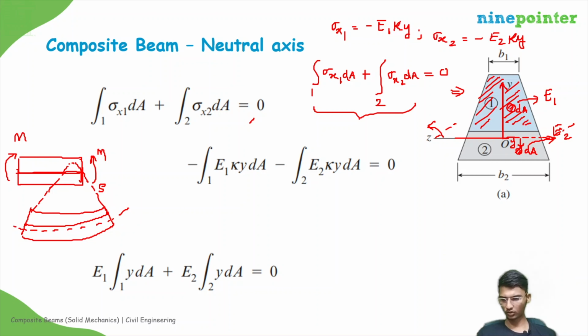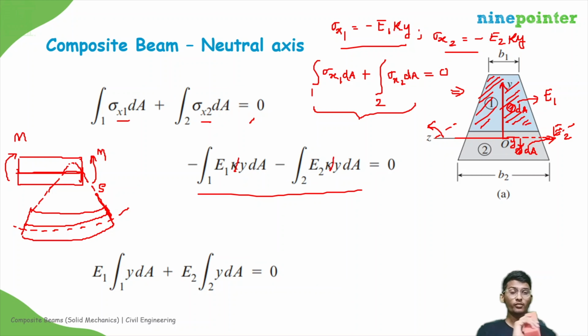Suppose this is the neutral axis. From the neutral axis we will measure the radius of curvature, so the curvature will also be the same. We can write sigma x1 as this value and sigma x2 as this value, right? If we put in sigma x1 and sigma x2, we will get this, as kappa is common and constant for the pure bending case. It is constant for the pure bending case. So we will get this value.